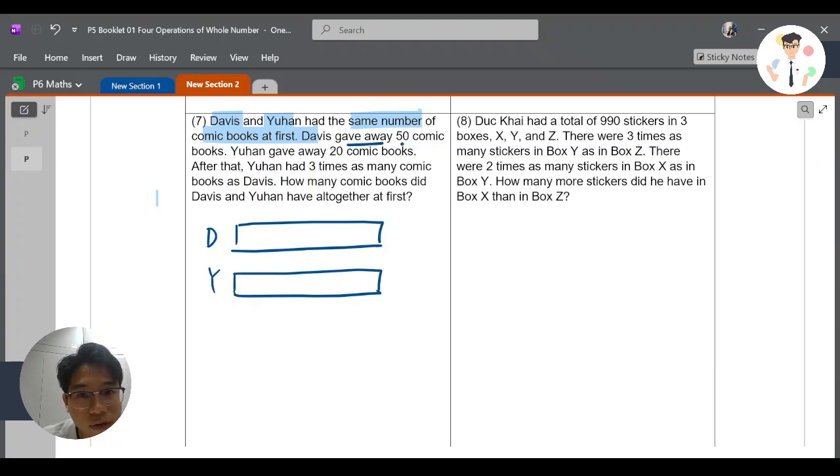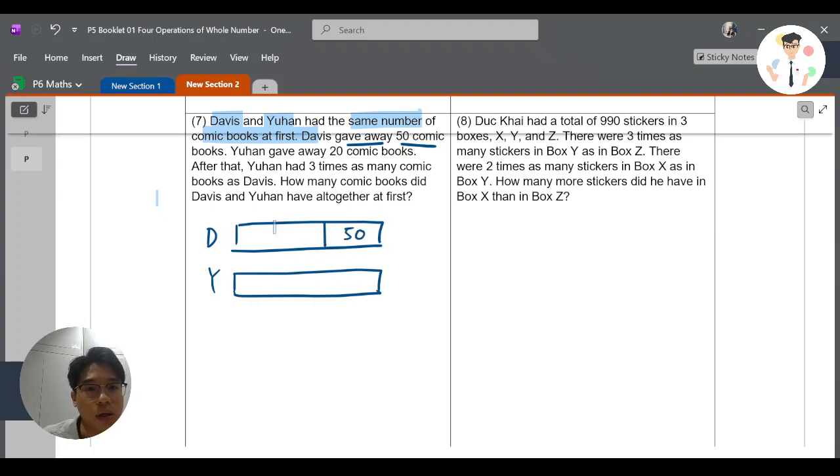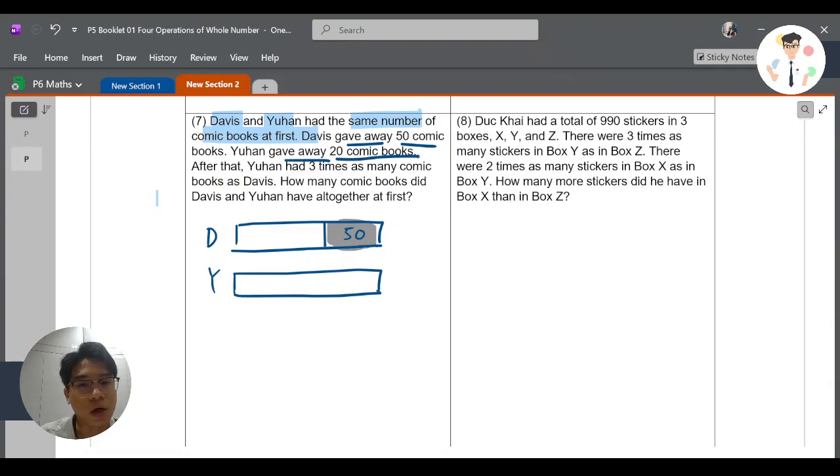Now, let's look at the key points here. Davis gave away 50 books, which means out of the whole, I need to cut 50 here. So maybe I'll just use gray color. This is given away. Okay. Next part, here it says Yuhan also gave away how many? 20 comic books. So I know Yuhan gave away 20. So around here I put 20, and this has been given away.